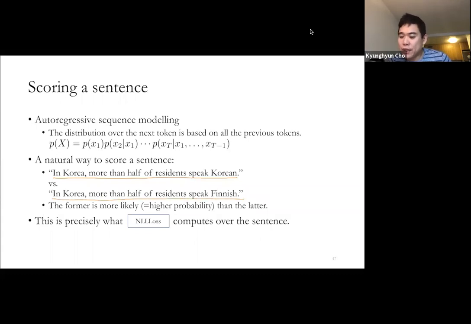The interesting thing is, if a language model was trained well, it is going to prefer the first one, because it's very unlikely that a sentence with "in Korea" and "speak" ends up having Finnish being more likely than Korean. So this would be a very natural way to score sentences in order to answer a very important question. This kind of capturing of factual knowledge turned out to be very important. And the interesting thing is, this is precisely the loss function that we have defined for supervised learning.